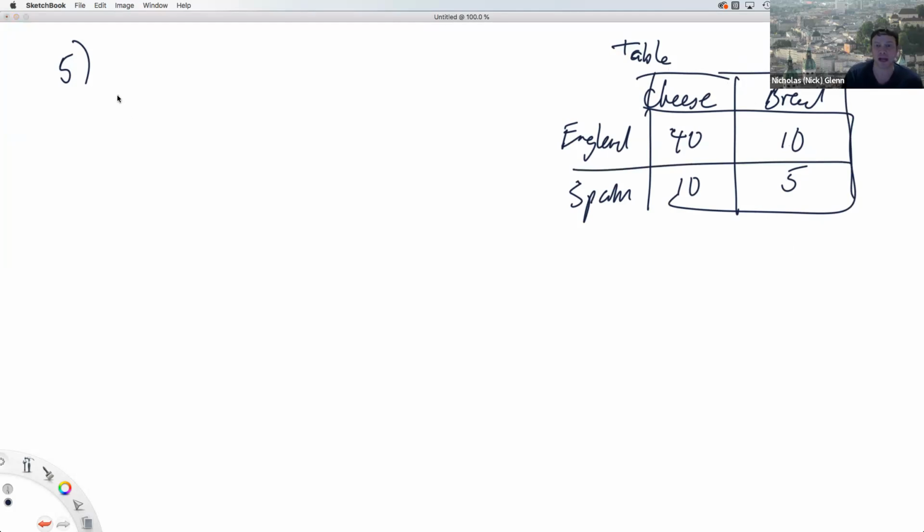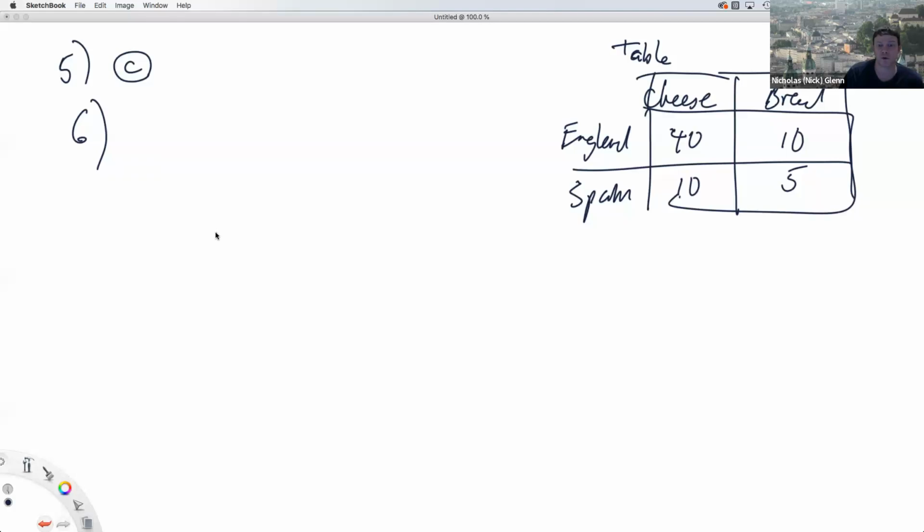All right. So 5 wants to know, England has an absolute advantage in the production of what? Well, they have the absolute advantage of both of these because in 40 hours, they can produce 40 cheese, which is more than 10 for Spain. And they can also produce 10 bread compared to 5 for Spain. All right. So England has an absolute advantage in both of these. Absolute advantage is looking at how efficient you are, like how many resources you need to produce these goods. And here the resource is labor hours. And so with the same amount of labor hours, England can produce a lot more of these goods than Spain. 6.